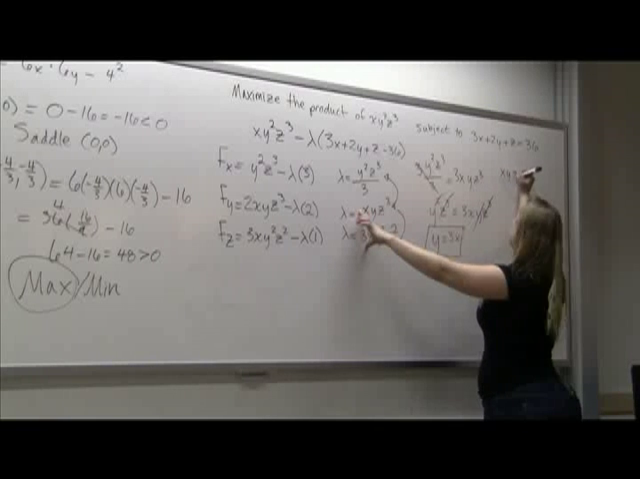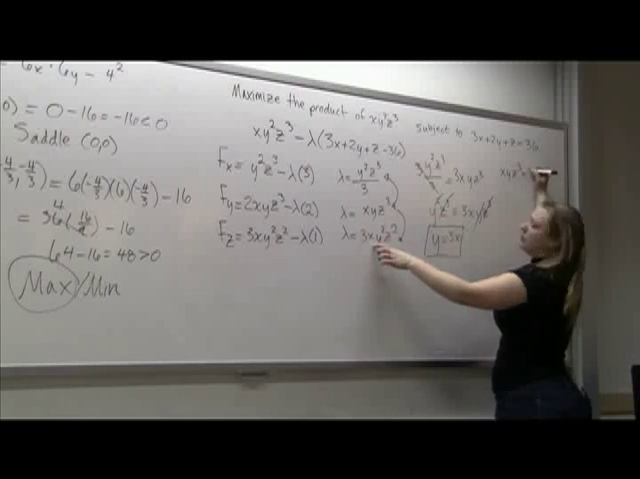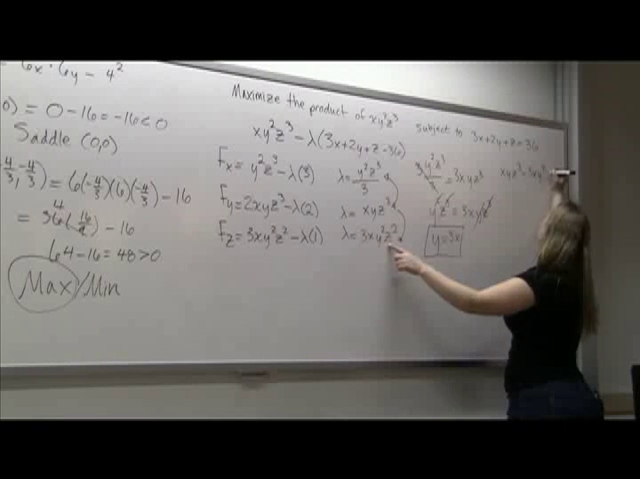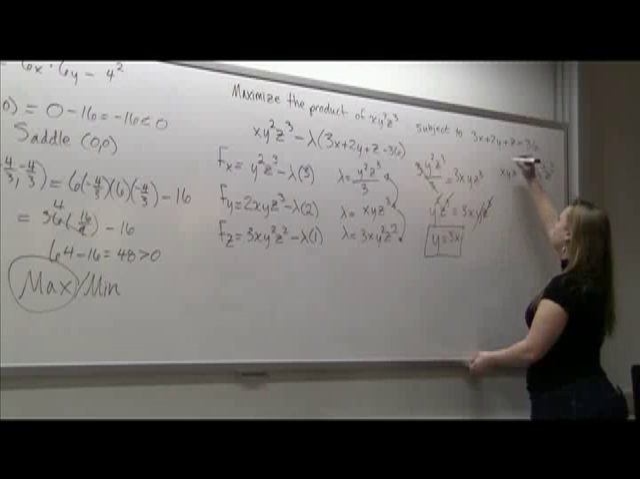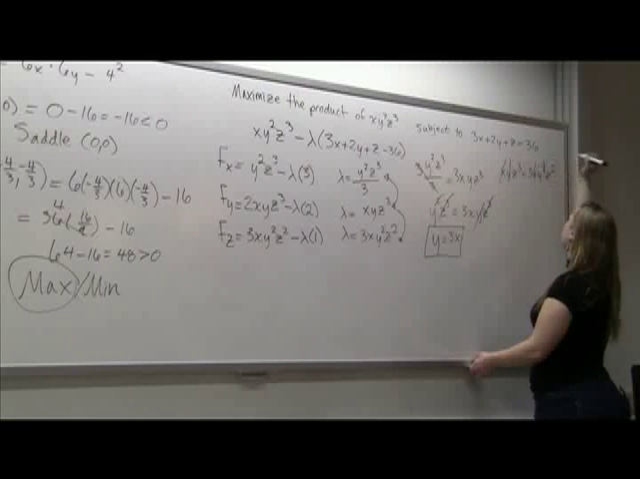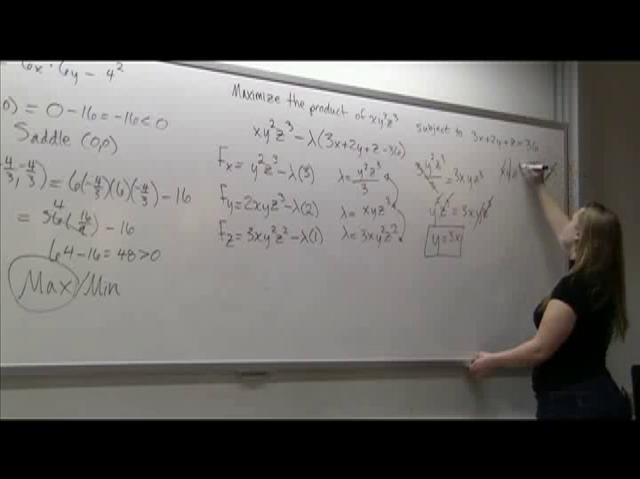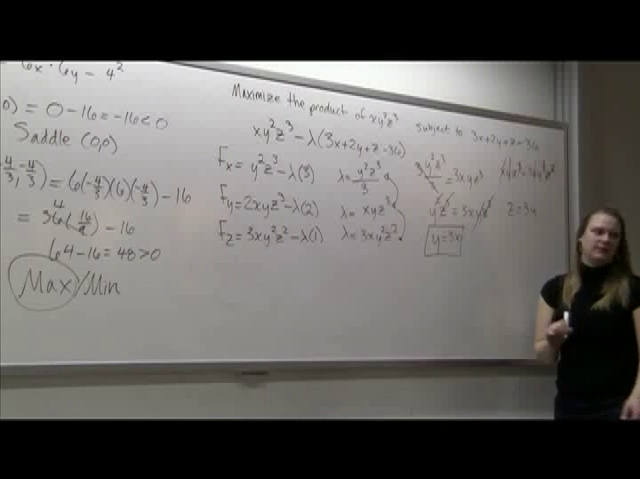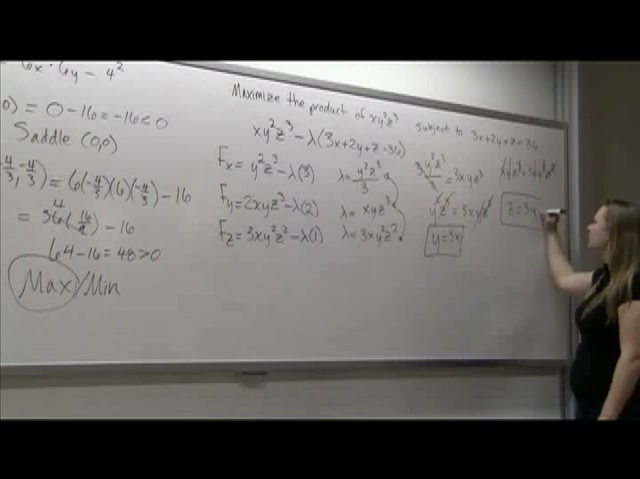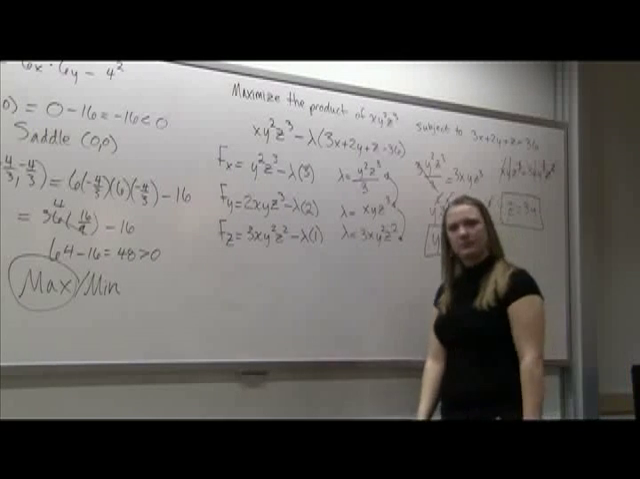X, y, z cubed equals 3xy squared z squared. So first things first, I can cancel an x. Next, I can cancel a y. Next, I can cancel two z's. So I get z equals 3y. Algebra is becoming so easy.